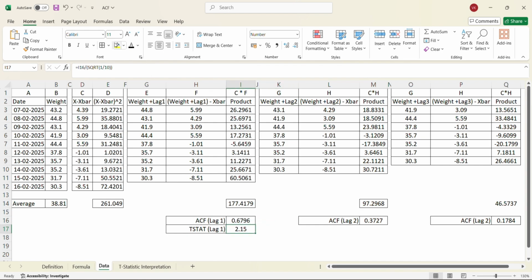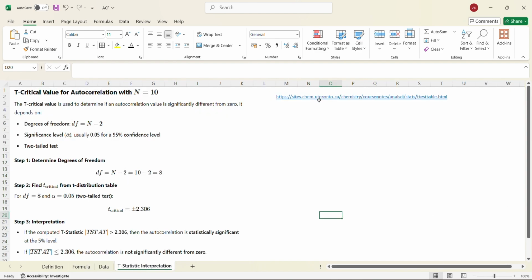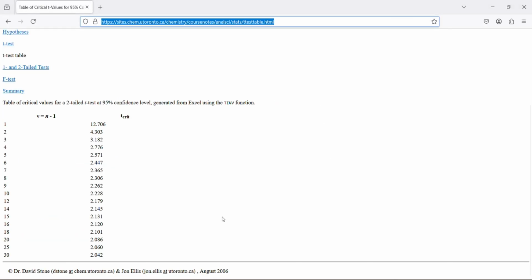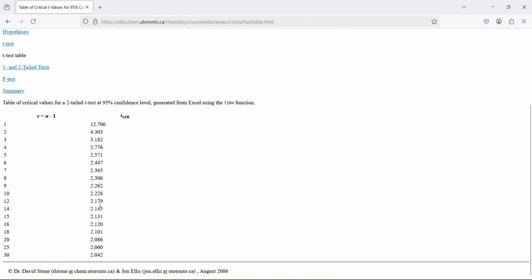Now this calculated T stat value needs to be compared with the T critical value. How do we do this comparison? Here I have made a simple explanation for that. If you want to know the T critical value, I have given the link of the table here, and I have also opened that link here. You will see the T critical values. From here, which T critical value we need to take, let's understand that.